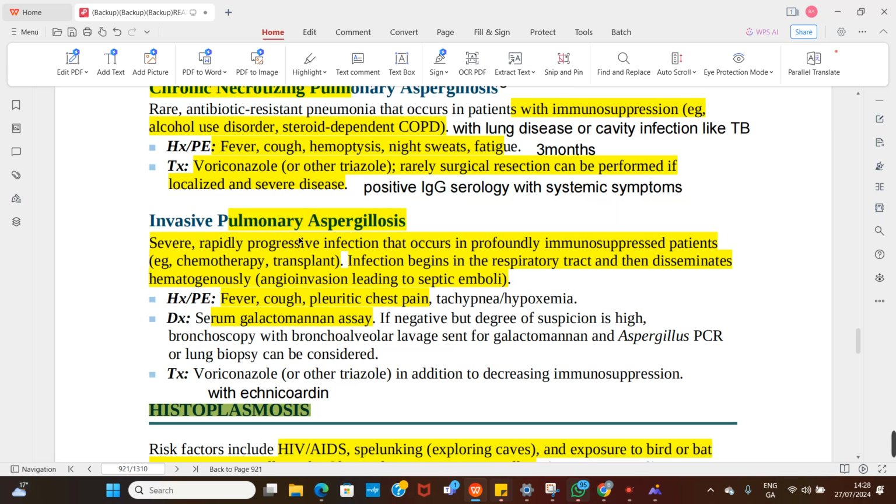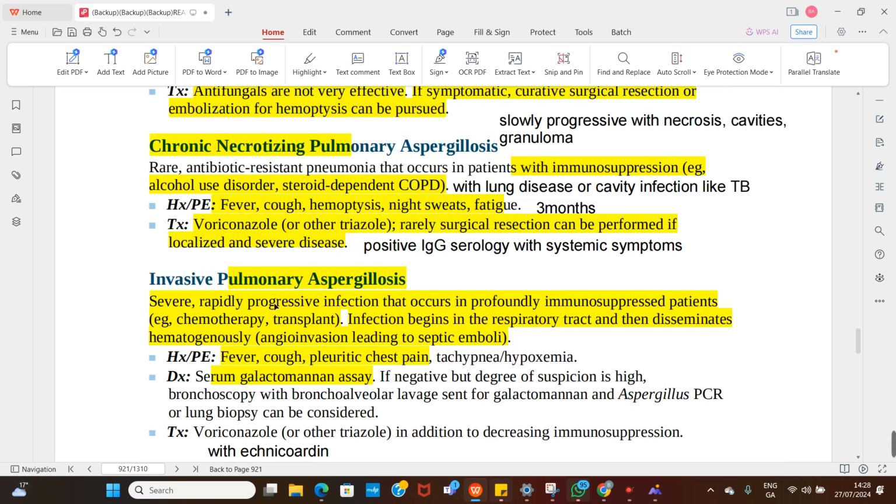Now, the difference between this and this is that this one, the progression is rapid. It's also common in immunosuppressed people, and they will tell you that the infection is disseminating to other parts, the joints, septic dissemination to the joint, to the brain, to the liver, different parts of the body. And the individual is going to be having the symptoms, the fever, the cough, the chest pain, anything. Just think about anything. But your lab work will also guide you to think about invasive pulmonary aspergillosis. Apart from the fact that it is disseminating, it is rapidly progressive.